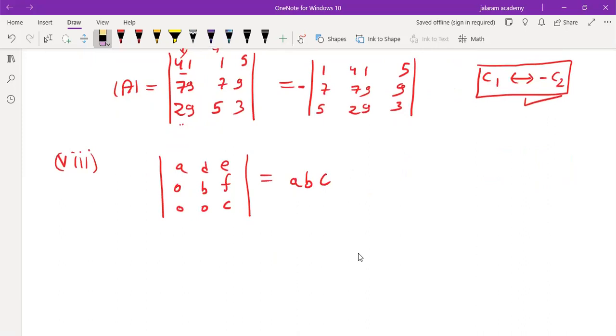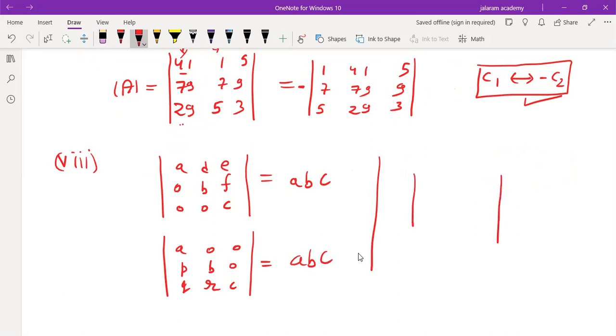Or if all the elements above the principal diagonal are 0, then also the value of the determinant is obtained by the product of the diagonal elements. Or if both are 0, then also the same will be done. Means if x, y, z are in the principal diagonal and all the elements above and below the principal diagonal are 0, the value of the determinant is obtained by the product of its diagonal elements. So write this rule also.